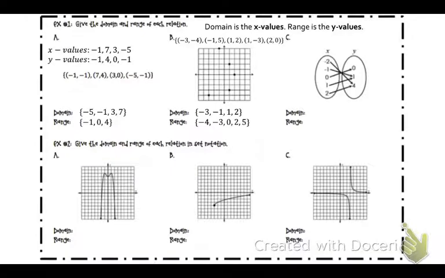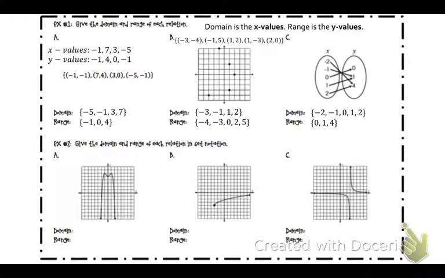Okay? Let's look at this last one. So domain again is x values, range is y values. So my domain here is negative 2, negative 1, 0, 1, and 2. My range is 0, 1, and 4. Okay? Pretty straightforward. Just remember, domain is x values, range is y values.